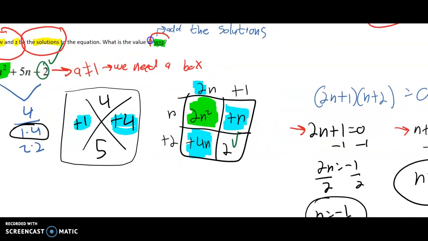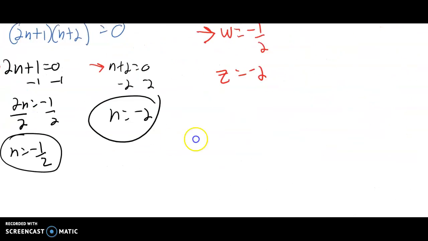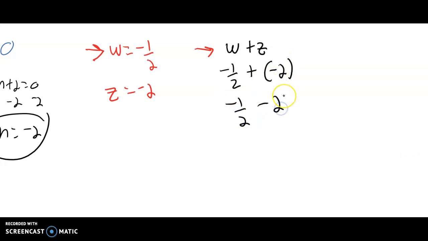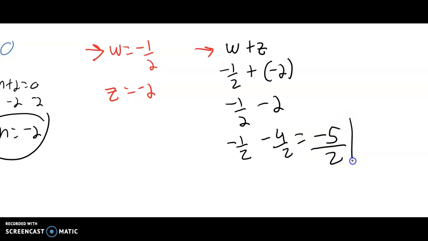Now it says what's the value of W plus Z. Okay, let's handle that. W plus Z. What's W? Negative 1/2. What's Z? Negative 2. We can also write it, since the 2 is just negative, like this. I'm going to write negative 2 as negative 4/2. And so our final answer is negative 5/2.